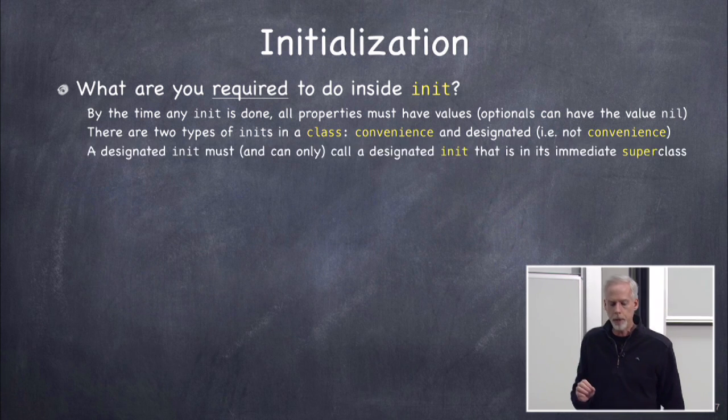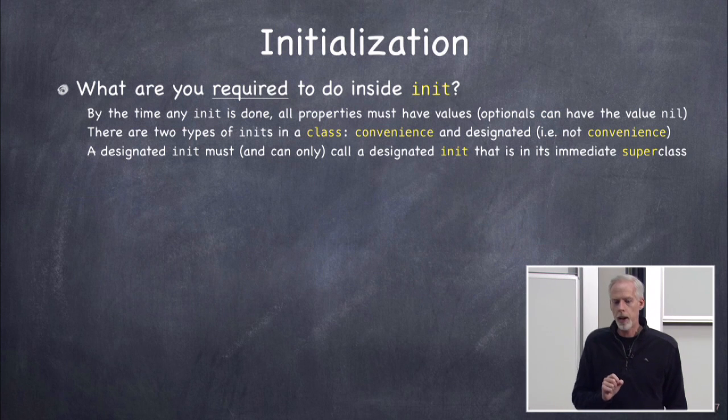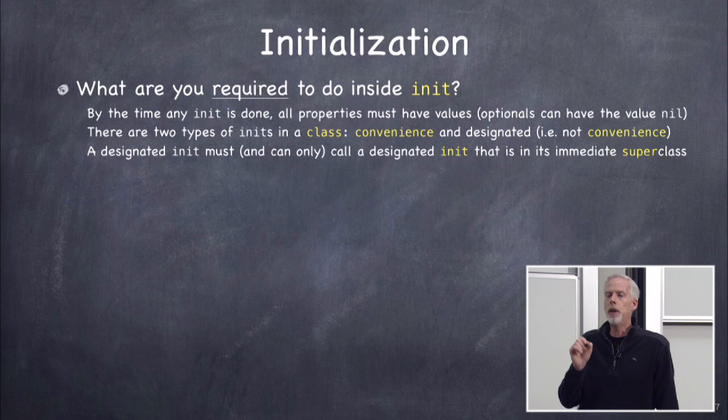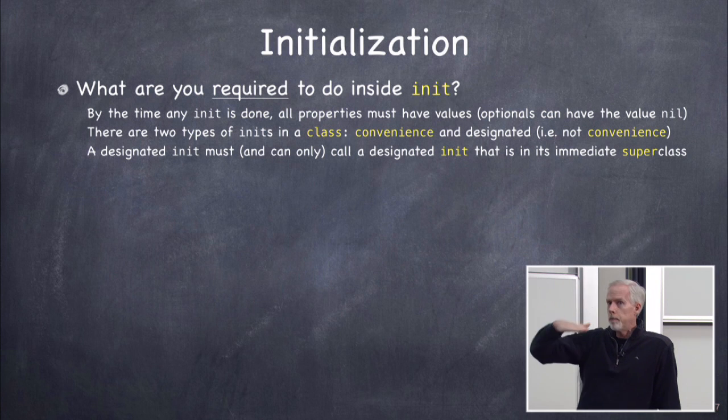Now, here's where the rules come in. A designated initializer, non-convenience, must and can only call a designated initializer that is in its immediate superclass. This is very important. It has to call a superclass init, and it has to be a designated initializer. It cannot call a convenience initializer in a superclass. Nor can it call two classes up the inheritance chain unless the one right above inherited the init from the one above, and we'll talk about that in a second.